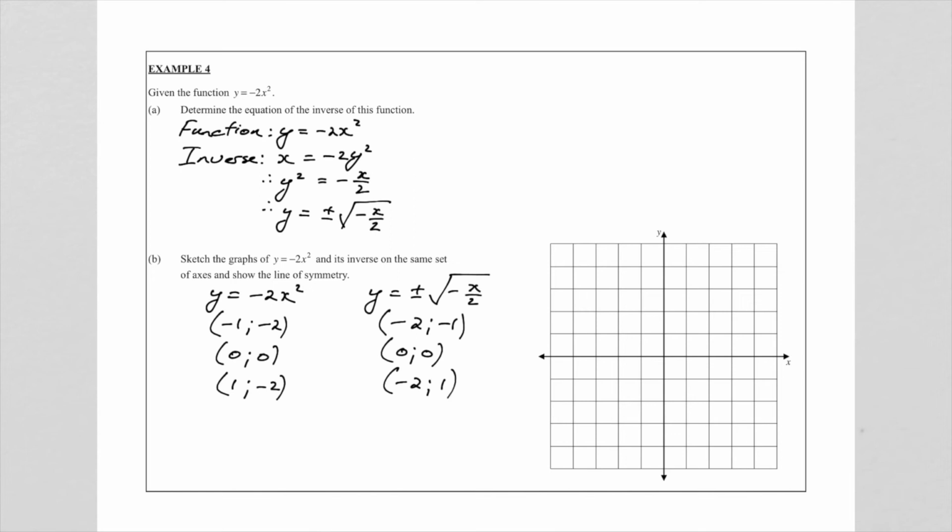And now, like we did in the previous question, we're going to plot these points and we're going to draw the graphs. So let's just plot them. The first point, I'm going to start with a parabola. When x is minus 1, y will be at negative 2. So the point is right there. Then the turning point at 0, 0.